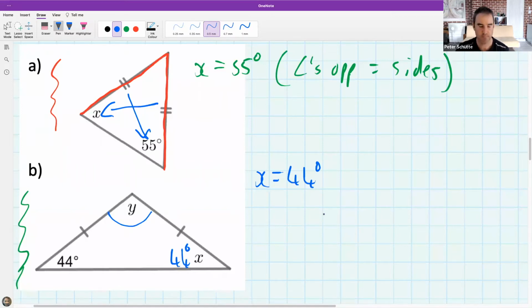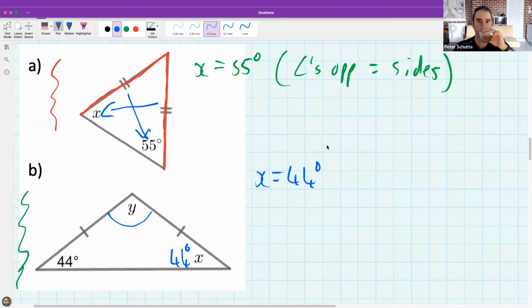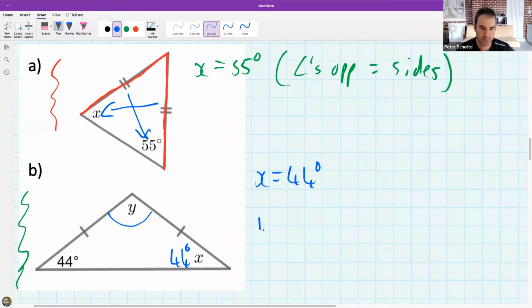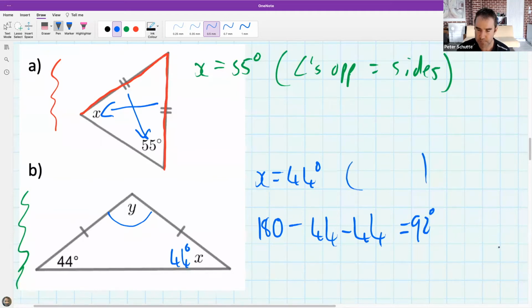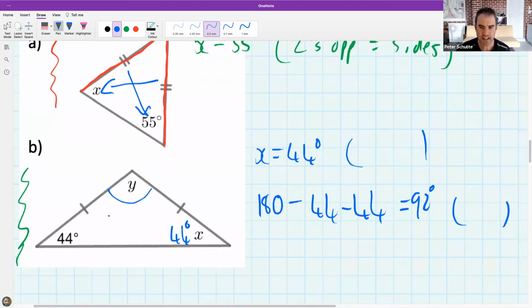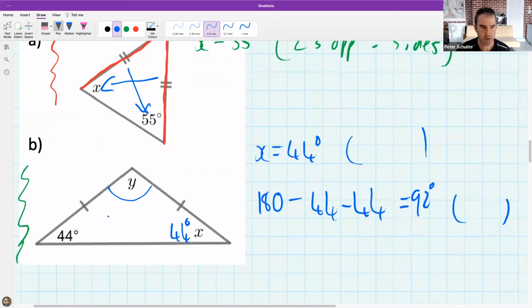Give you a little bit of time. Okay, so I think most students feel pretty comfortable. To get Y, I just go 180 minus 44 minus 44, and I'm going to end up with 92 degrees. Now, guys, I haven't written in my reasons, just because of time, but you do normally need to give reasons when you work these out. Okay, I feel like we're pretty comfortable with this.